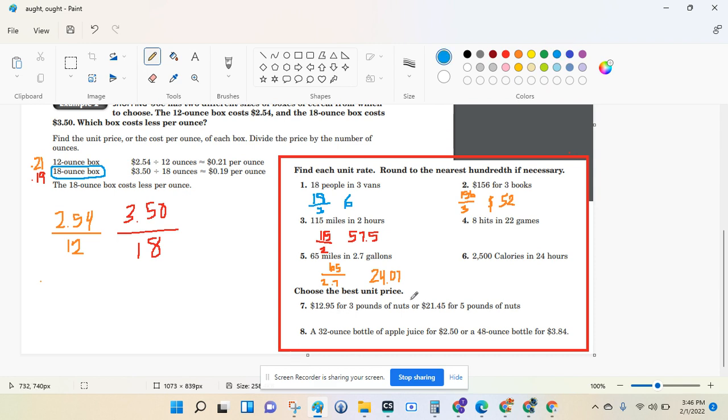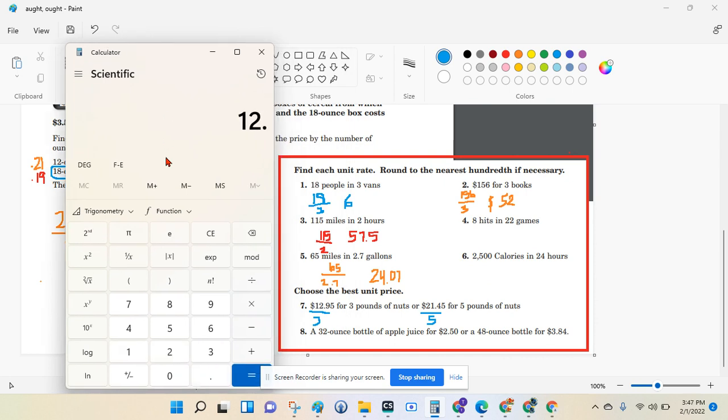Alright, so let's look down here at some of these at the bottom. This one is talking about two prices. Which one is giving you the better deal? 3 pounds for $12.95 or 5 pounds for $21.48. I have a lot of room here, so I'm just going to write that under that. $12.95 divided by 3, because there's 3 pounds, or 5. So let's see which one gives us the better deal.